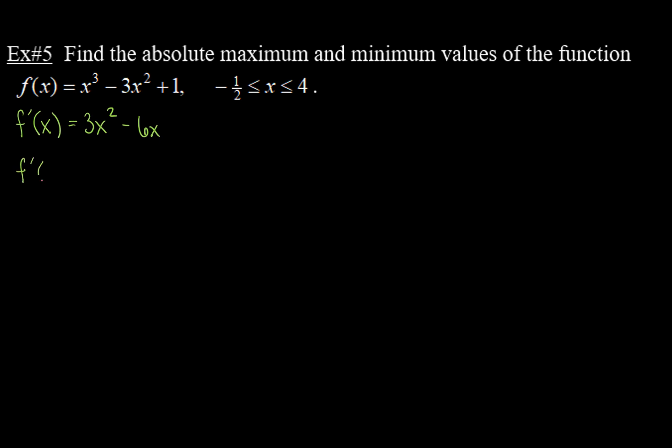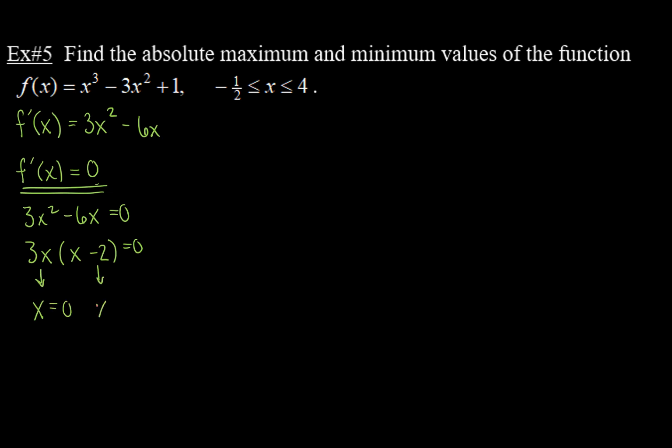Next, let's find our critical numbers. What we're going to do is we're going to set our f prime of x equal to 0. So 3x squared minus 6x equals 0. Let's factor a 3x out of both of these. And then I've got a critical number at x equals 0, and a critical number at x equals 2. All right, so I found my critical numbers. This is my step 1.